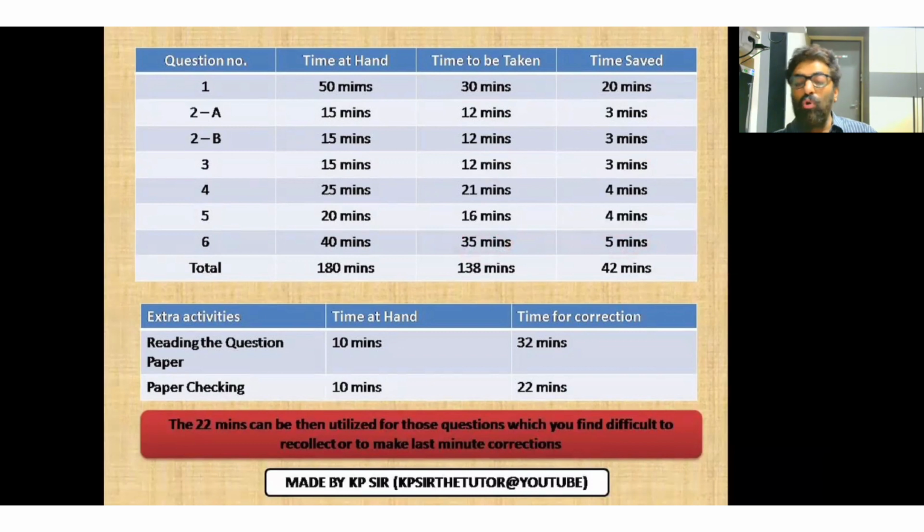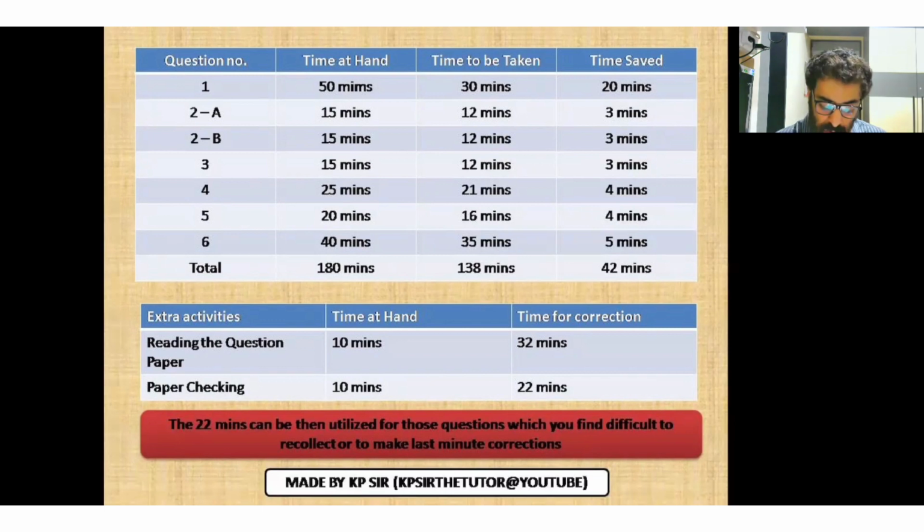So overall, if you go through this management, you can finish writing your entire paper in 138 minutes. You save 42 minutes over here. And I'm talking about 3 hours, children. You have 30 minutes more, right? So you are in the driving seat already.